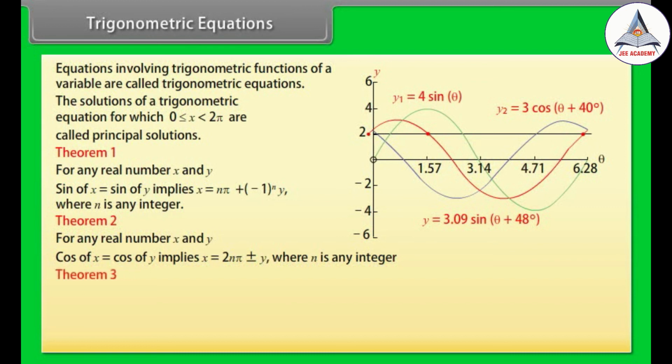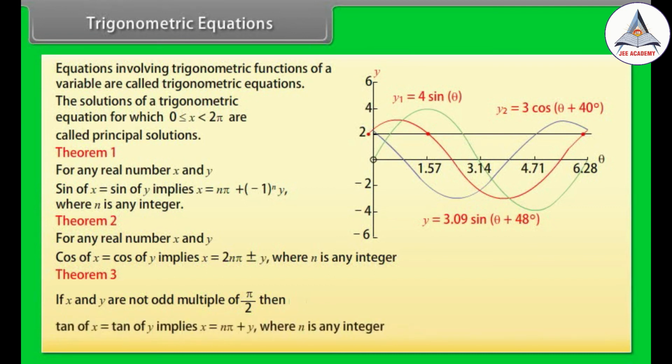Theorem 3. If x and y are not odd multiples of π/2, then tan x is equal to tan y implies x is equal to nπ plus y, where n is any integer.